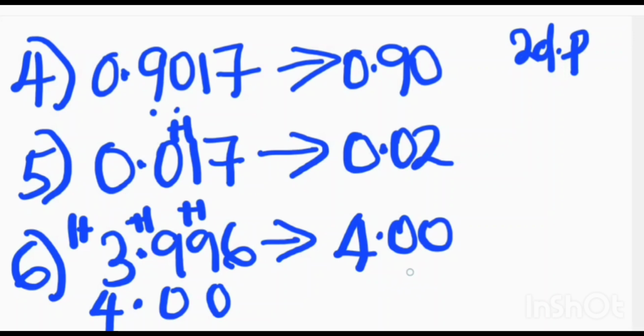Okay? Now, can you do this for me? Convert 5.997. Round it up to 2 decimal places and send me your answer in the comment section.